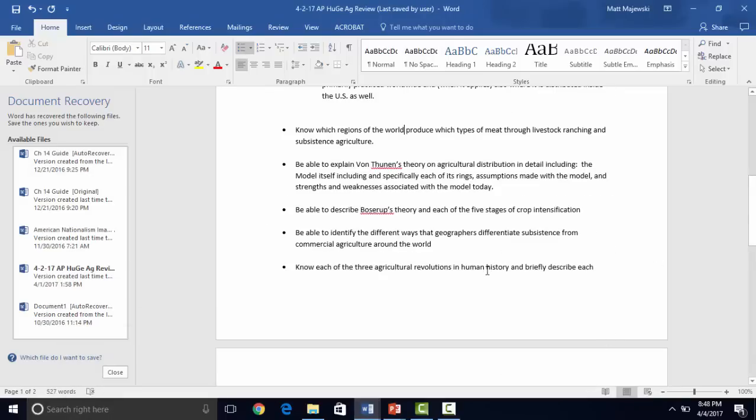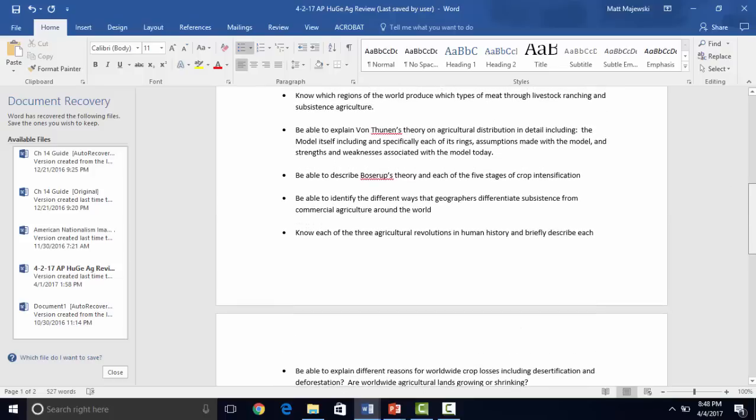Know each of the three agricultural revolutions in human history and briefly describe each. All right. The first agricultural revolution occurred about 10 to 12,000 years ago. It was when we switched for the first time from hunting and gathering over to domesticated permanent agriculture in one place. It happened in Southwest Asia, right in the Middle East. It happened in what we call the Fertile Crescent.